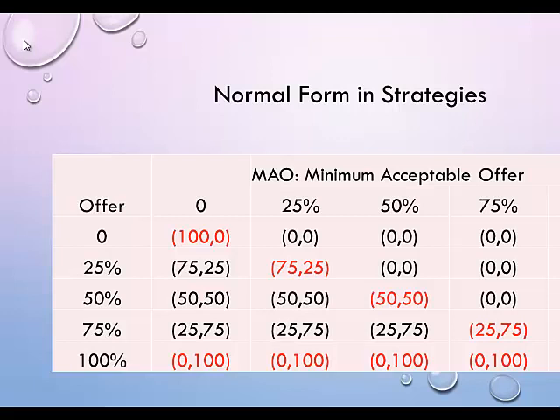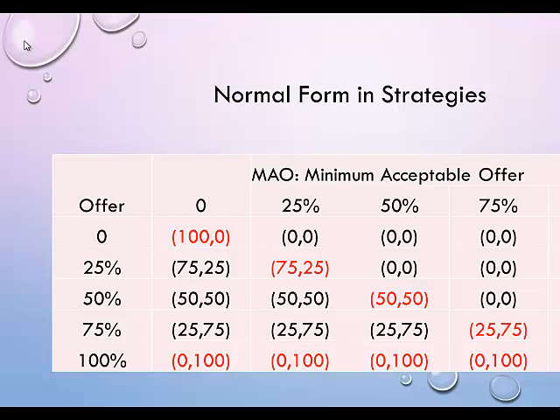In that case, the best offer is 0. So that's the one highlighted in red. So if the other player plays the strategy MAO 0, then the best strategy for the first player is to offer him nothing, take everything for himself.